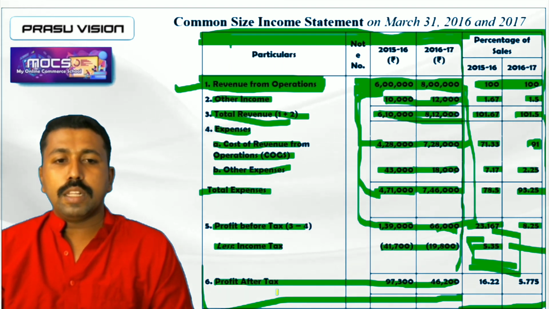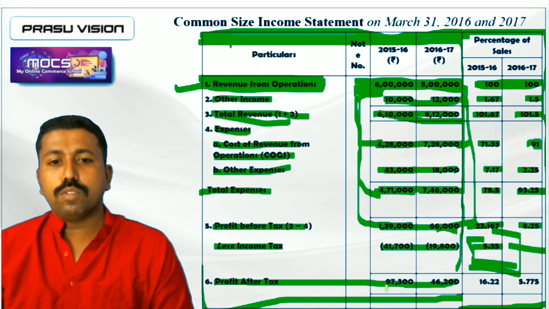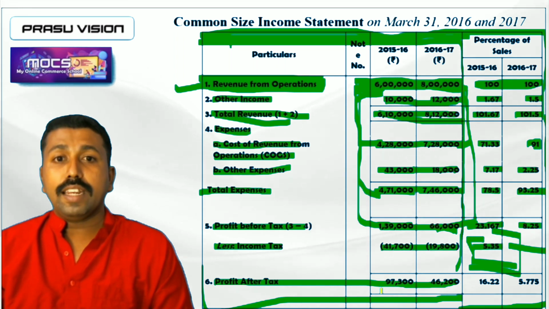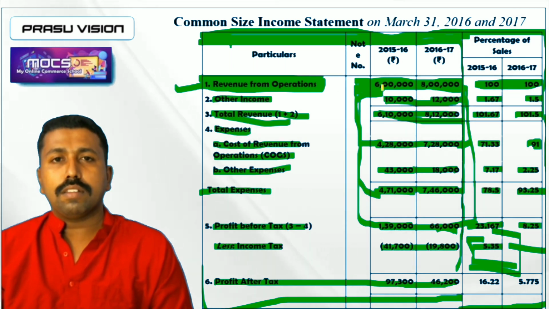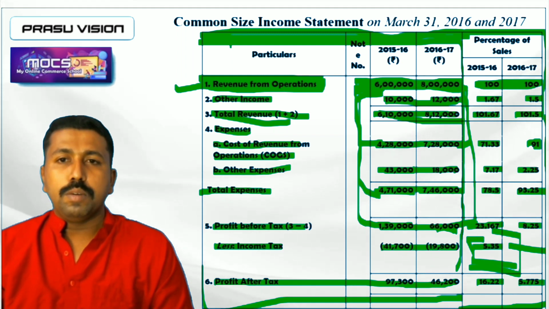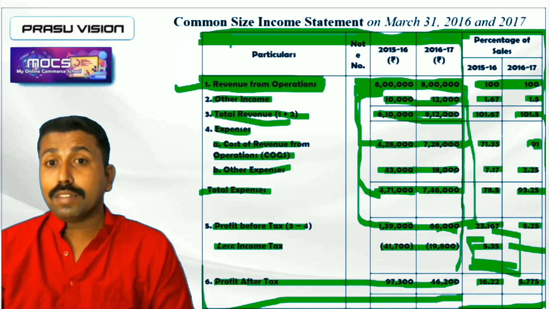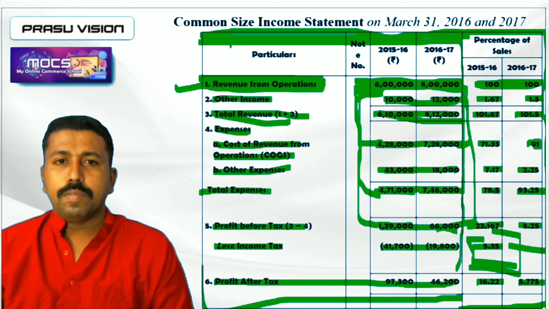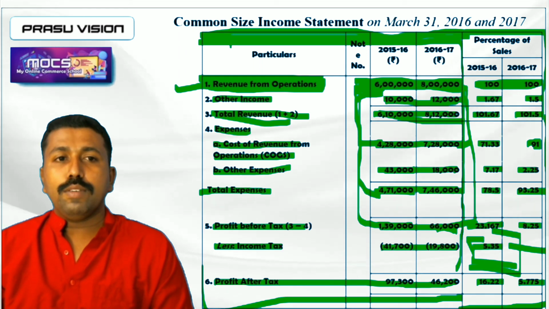Then we are calculating the profit after tax. The percentages will be calculated like this: 97,300 divided by 6 lakh into 100, 16.22 percentage. 46,200 divided by 8 lakh into 100, 5.75 percentage. So the percentage of revenue from operation will always be 100. Why? Because we are taking the value of revenue from operation as the base value.